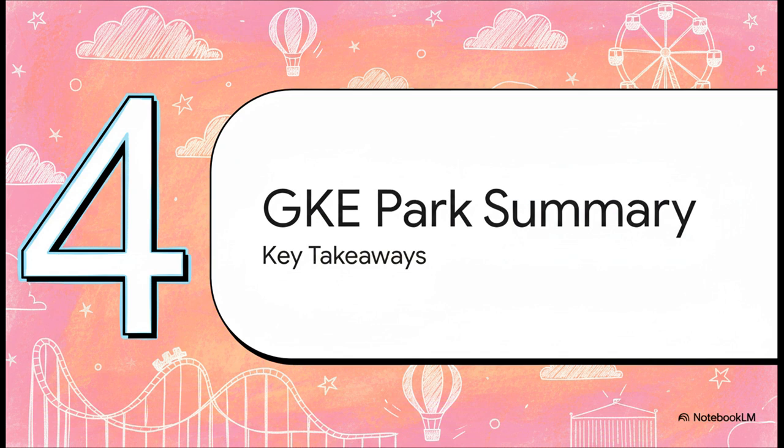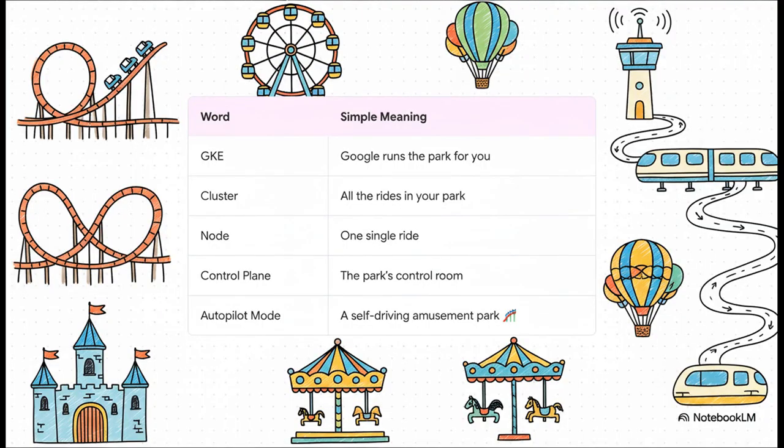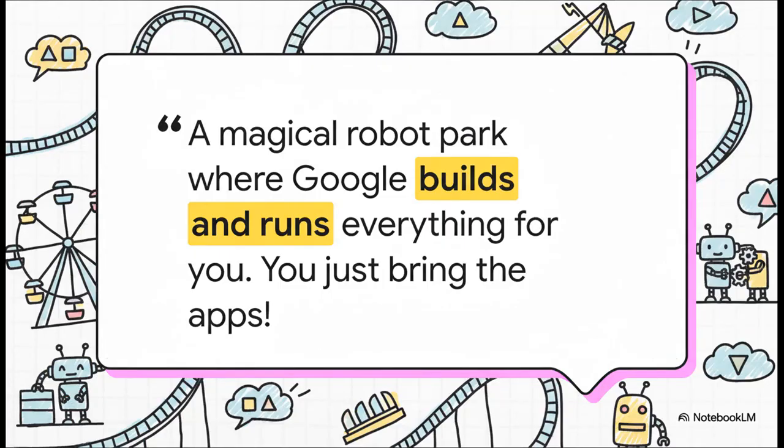Okay, I know that was a lot to take in. So let's do a super quick recap, just to make sure all these key ideas really stick. Let's lock it in. GKE, that's Google running the park for you. The cluster, all the rides in your park. A node, just one single ride. The control plane is the park's main control room. In Autopilot Mode, that's your self-driving, self-managing amusement park. Easy. So, if you only remember one thing from all this, make it this: GKE is like having a magical robot amusement park where Google builds, cleans, and runs everything for your apps. All you have to do is tell it what rides you want.